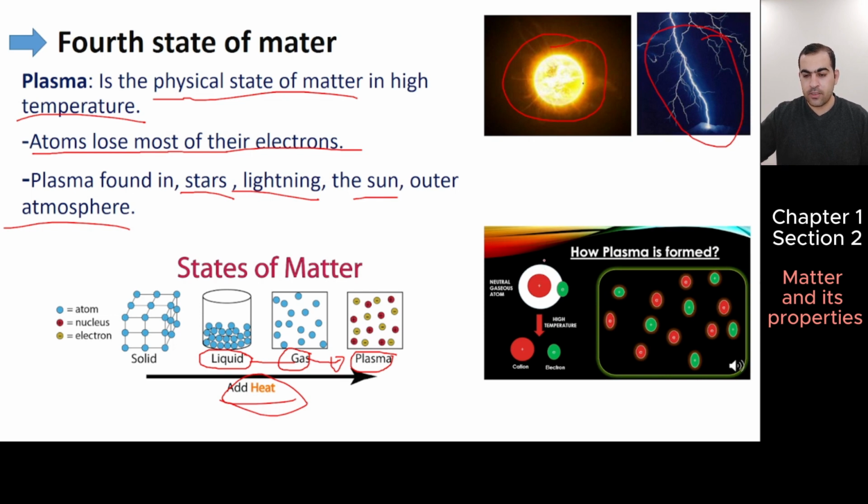Look here, this is written here, natural gases. High temperature, look, the electron is going to be out of the atom. So the atom is going to be a cation. Cation is positive. Look, ions are going to be formed during this process. This is positive, shows the atom, and negative, this is electrons. So plasma can conduct electricity.